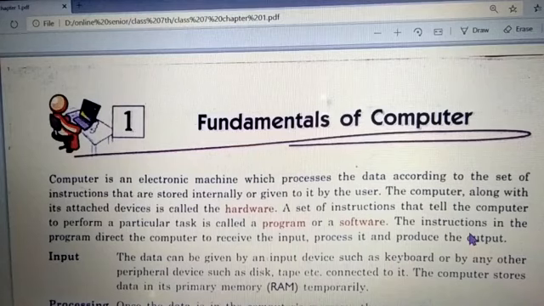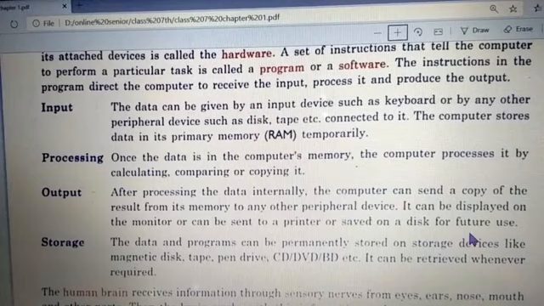We know what is input. Children, data can be given by input devices, and input devices are keyboard, right? And light pen. These are the input devices.